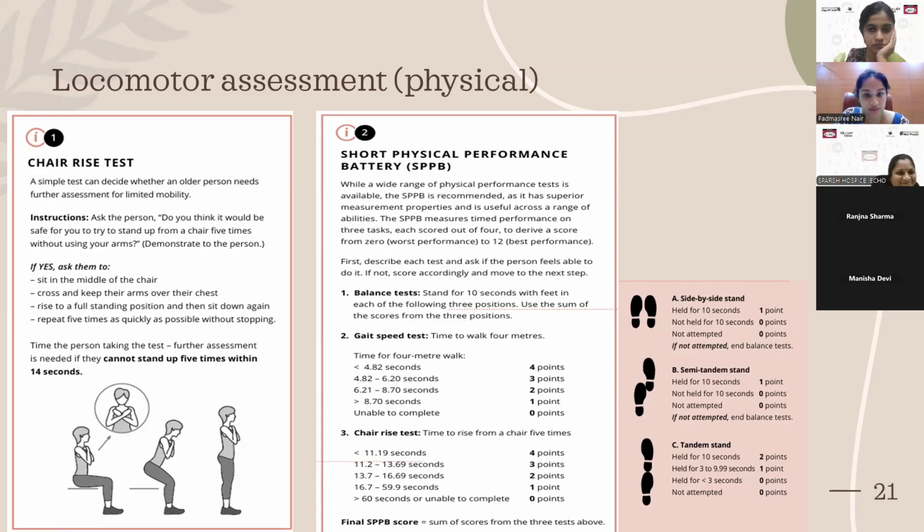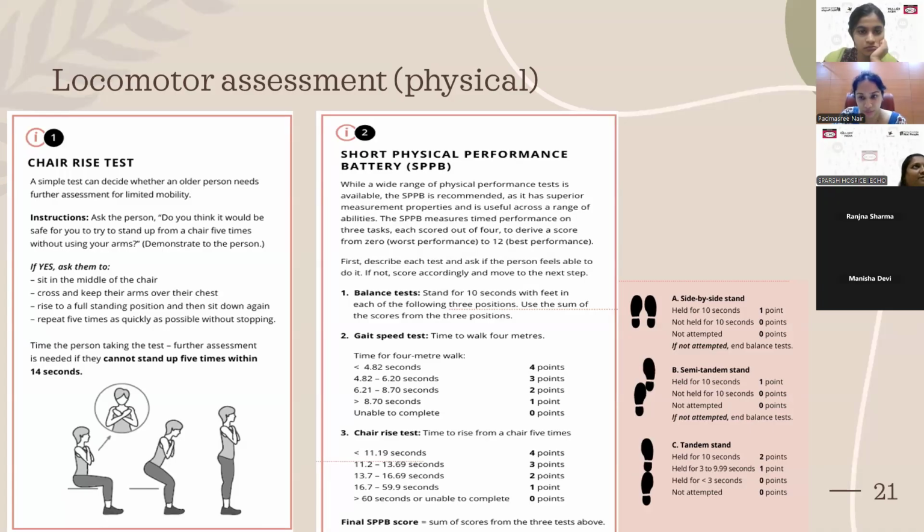Now, apart from that, for the balance test, we ask the patient to stand for 10 seconds with feet in 3 different positions, which I've shown here on the far right. One is to have their feet side by side and see if they're able to stand for 10 seconds without any support. The next is a semi-tandem stand. In this, we ask the patient to keep one foot a little forward and again stand for 10 seconds without any support. Again, we give them a score if they're able to do it or not. And the last position we ask them to do is the tandem stand.